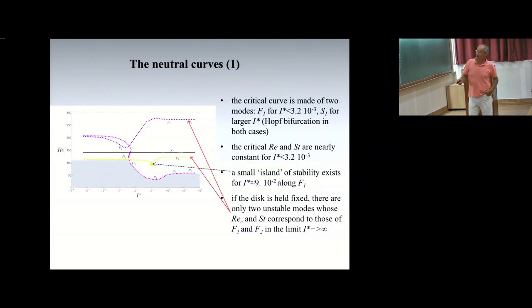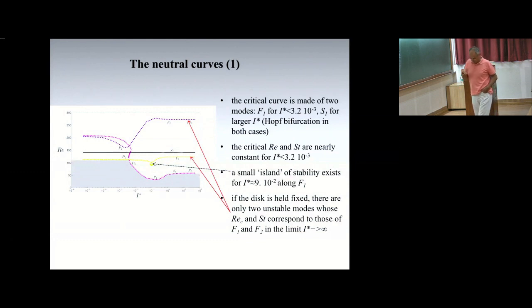We can make several observations, of course. In particular, the critical Reynolds number is almost constant up to this point, and this is true also for the Strouhal number. Whereas, for disks with larger inertia, this is not true anymore.